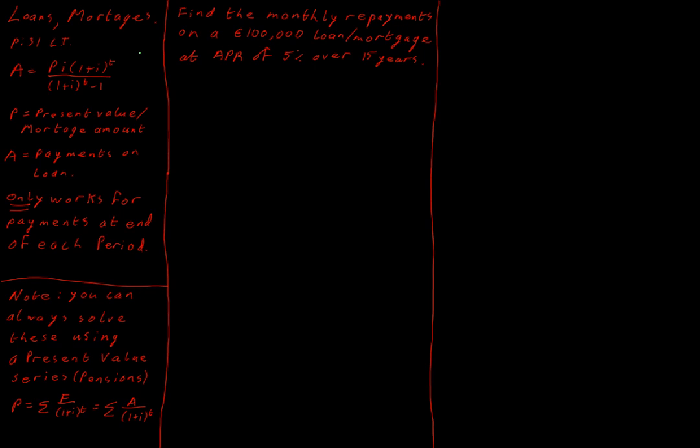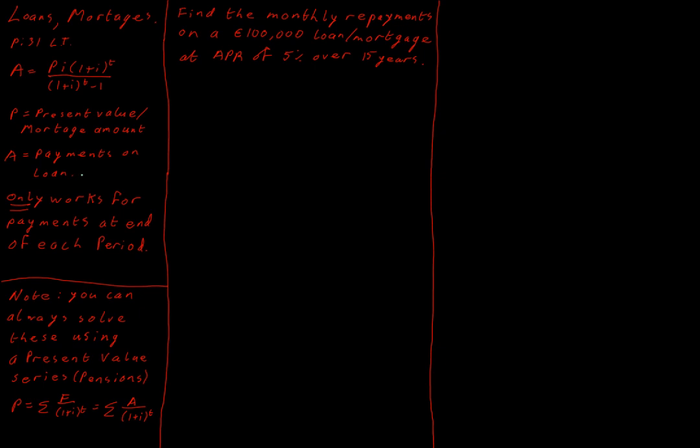So how much money do we have to pay per month in order to pay off a loan or a mortgage? This is still a present value type problem. We have the present value of the mortgage or the loan, that would be P. So if you had a mortgage of 100,000 euro or 200,000 euro, that would be the present value of the mortgage. And A, as we said before, can often stand for our future payments on the loan or on the mortgage.